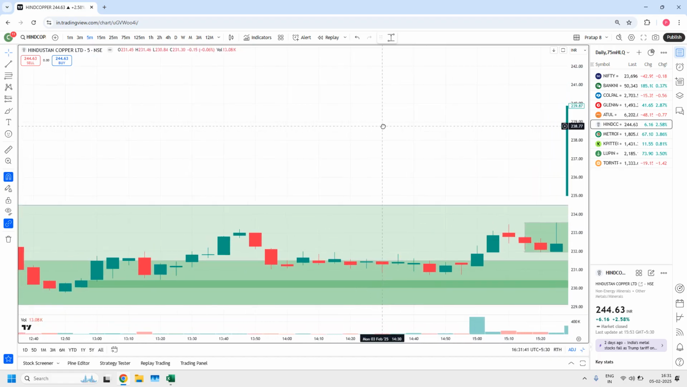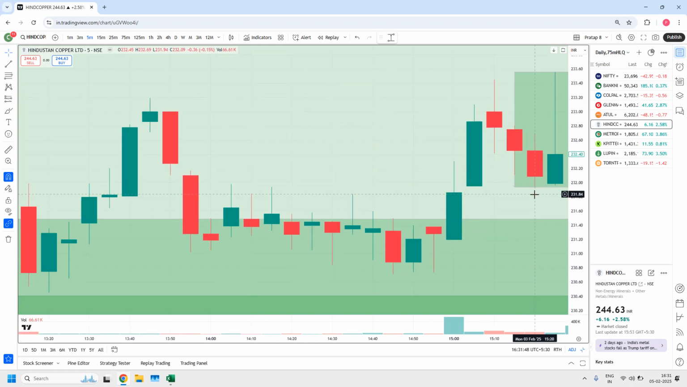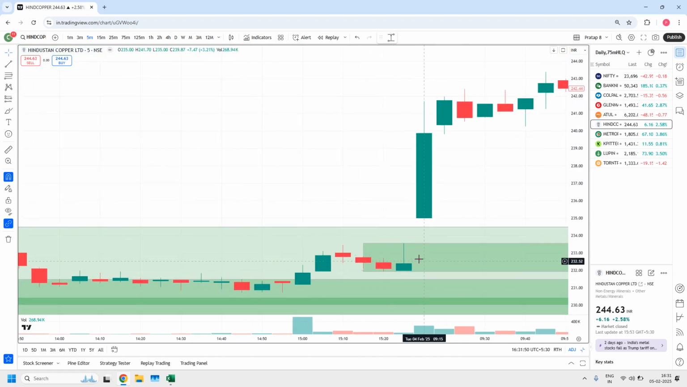Hide the candle. See this candle. This is a failed ERC candle. Huge candle. If you consider such kind of candles as a base, there are higher chances this zone will be violated. This is a failed ERC. You have a rally candle in between, no base candles.